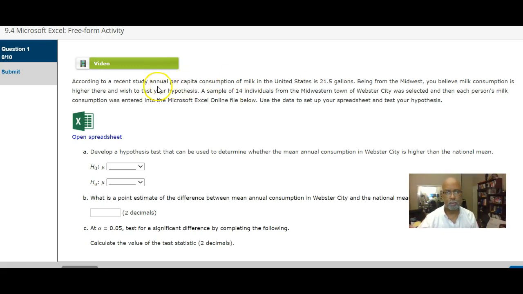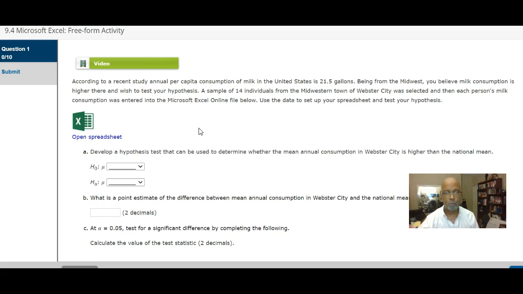So we have a study that tells us that the average per capita consumption of milk in the United States is 21.5 gallons. And being from the Midwest, you believe that the milk consumption is actually higher than that. So you want to test your hypothesis. So you take a sample of 14 individuals, that's a small sample, and you ask them how much milk they consume each year. And we give the data in the spreadsheet that we'll look at in just a moment.